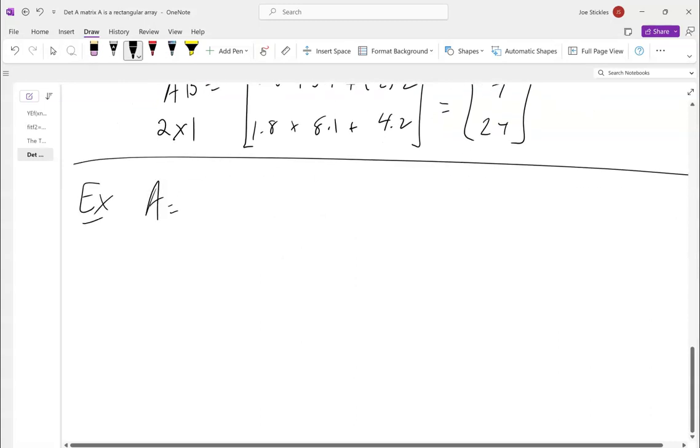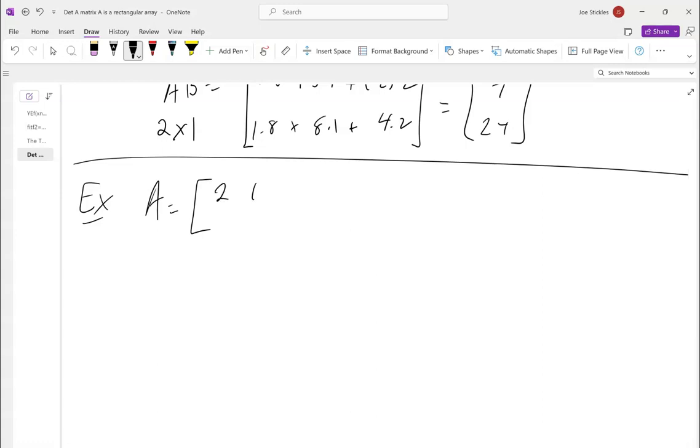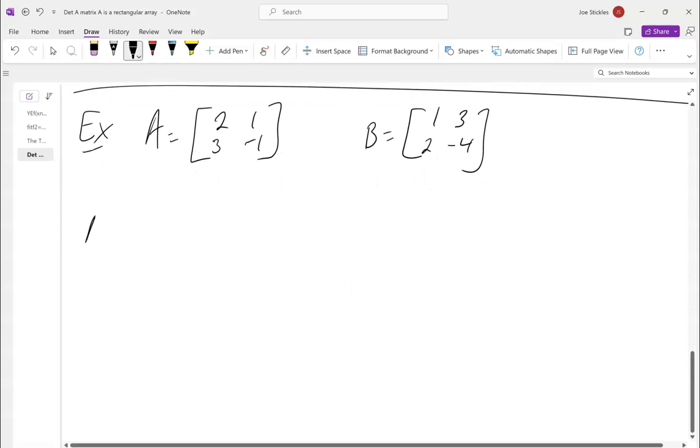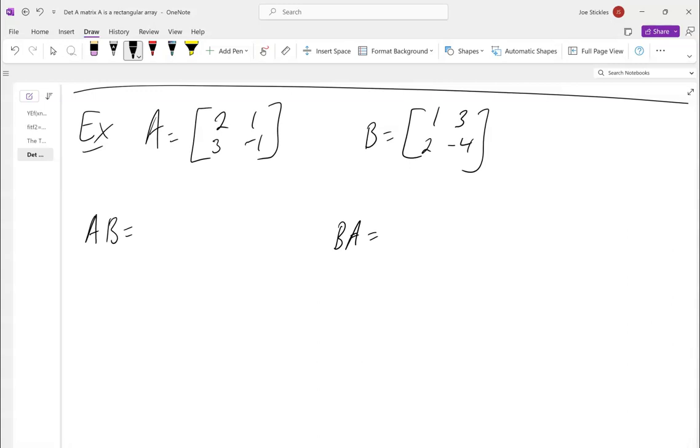Let's say our A is, let's just do two square matrices to start with. Let's say A is 2, 1, 3, -1, and B is 1, 3, 2, -4. And I ask you to do A times B, and I ask you to do B times A. I think I used a word a second ago that I haven't defined. If you have the same number of rows as columns, we say the matrix is square. So I have two square matrices here. Both of them are 2 by 2.